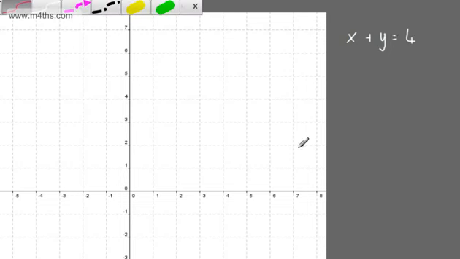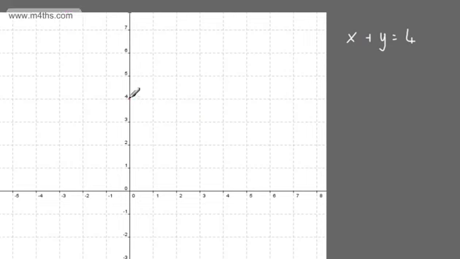Other particular examples that you might be given are as follows. x plus y is equal to some value. So let's do x plus y is equal to 4. You can rearrange this as we did before. An alternative method now is to think about the following. If x is 0, y must be equal to 4. Okay, so if x is 0, 0 plus y is 4, y must be equal to 4.